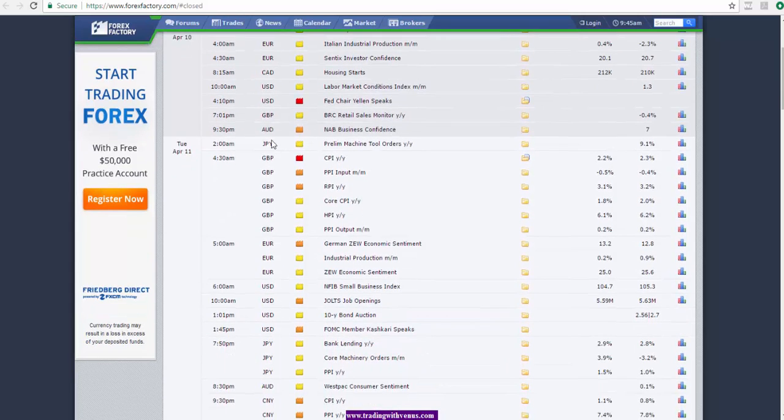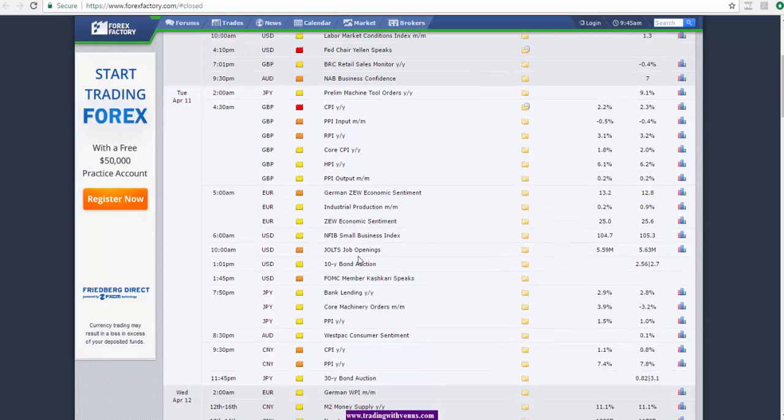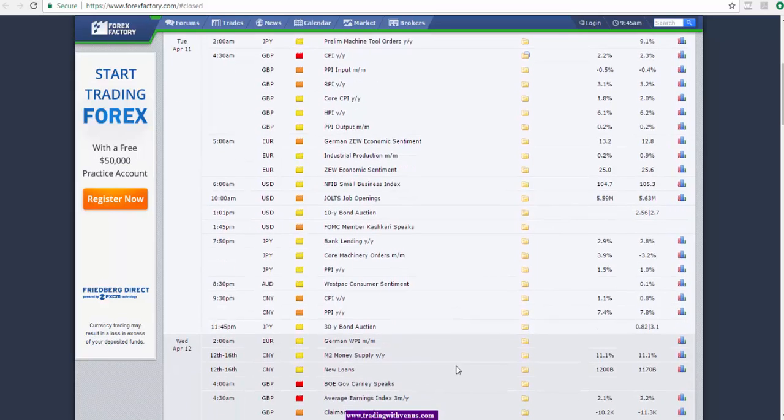Going into Tuesday here, we have CPI, which is the inflation number for the British pound. We are expecting it to be over 2%. Last time we had a positive inflation number, the pound jumped up, so we're expecting that this time as well. If we get a positive number, we are likely to see the pound jump up, so pay attention to that. And then we have JOLTS job openings and also FOMC member Kashkari speaking for the US here on Tuesday.